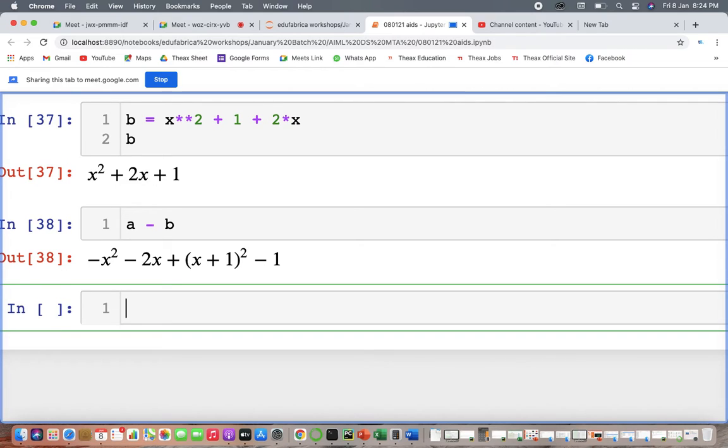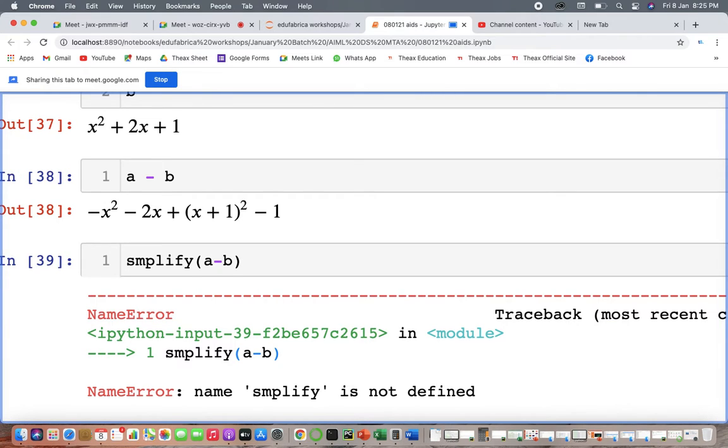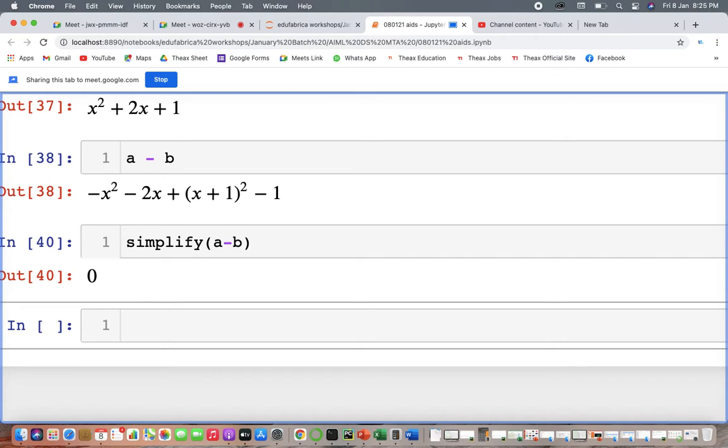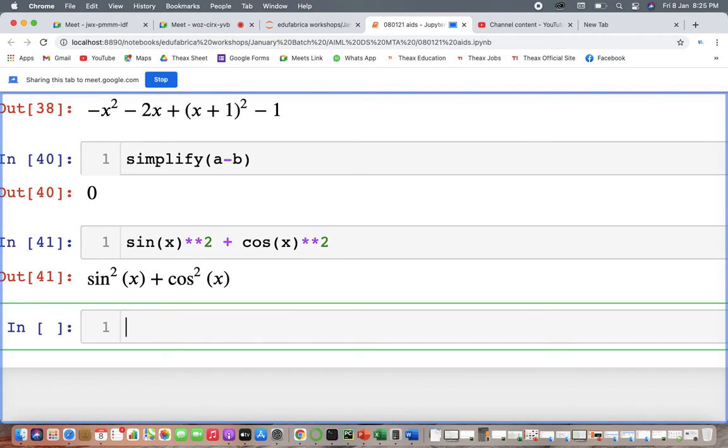Now if we simplify this, the value of A minus B would be 0. Okay, so simplify would be used for solving the equations. Now these equations not only can be of this x and all, right? They can be of any trigonometric equations too. Like, you know, sine x squared plus cos x squared.